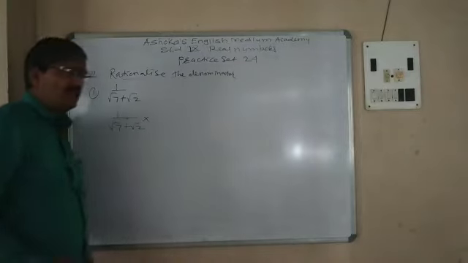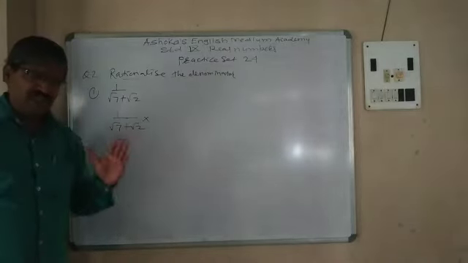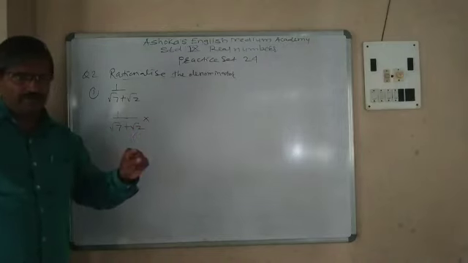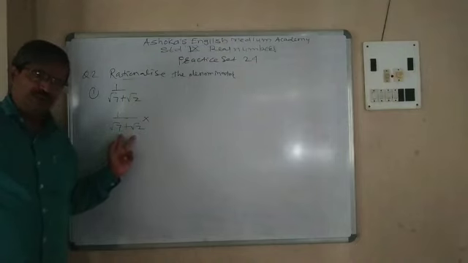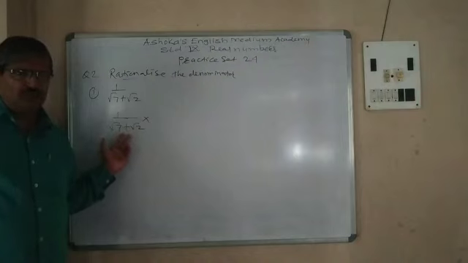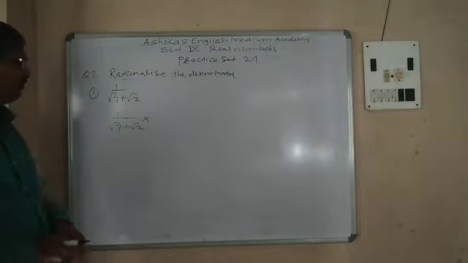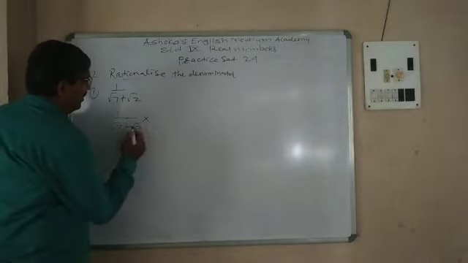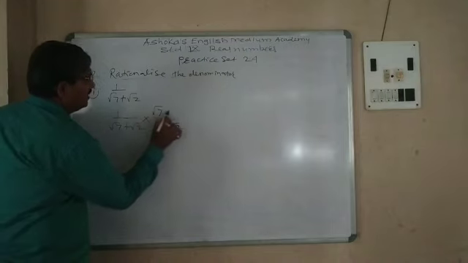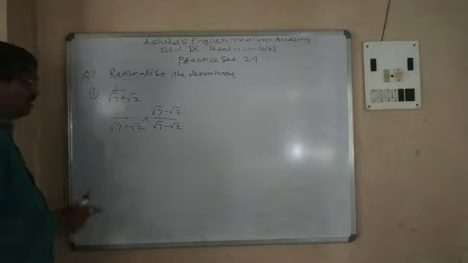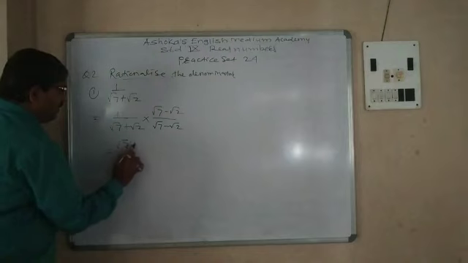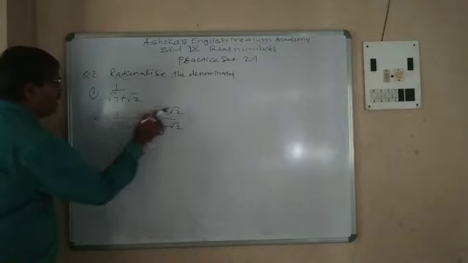Rationalize the denominator means what? The number which is in the denominator, by the same number we should multiply the numerator and denominator. But if the denominator is a sum of irrational numbers, a binomial with two terms, then you should take its conjugate. So the conjugate of root 7 plus root 2 is root 7 minus root 2. Multiply by this conjugate: root 7 minus root 2 into 1, the numerator becomes root 7 minus root 2, and the denominator is multiplied by the same.